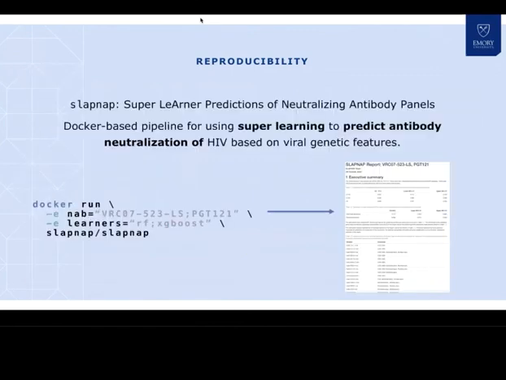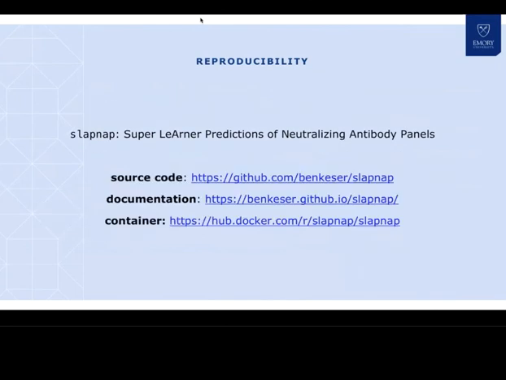Here's an example of this where we've been working on using super learning in this kind of reproducible pipeline. You can see what the call to Docker looks like there. It's just a few lines executed at the command line, and we have it set up so that it does this whole super learning analysis and generates this report. That report is fully reproducible. Anybody can pull this down anywhere in the world, run the analysis, and get exactly the same results. If you want to look at that, on the next slide I have the source code for what that looks like, the documentation, and where you can download it. All right, next slide.